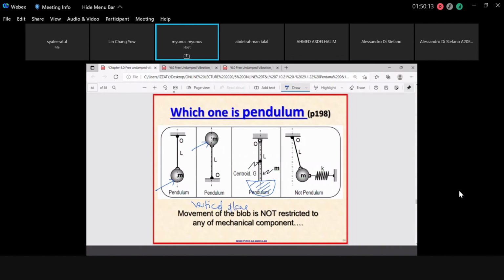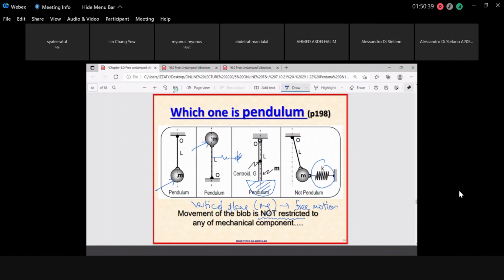Vertical plane, yeah, it's not x plane, vertical plane. When you have a vertical plane, of course you will have the mg, and it is free motion. What is free motion? No restriction. There is no restriction. What is the restriction? This is the restriction.